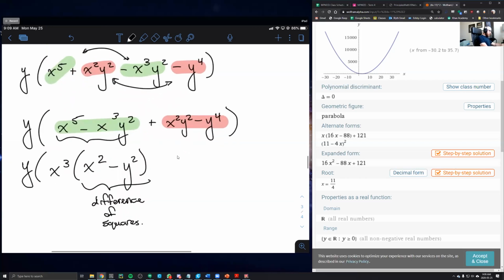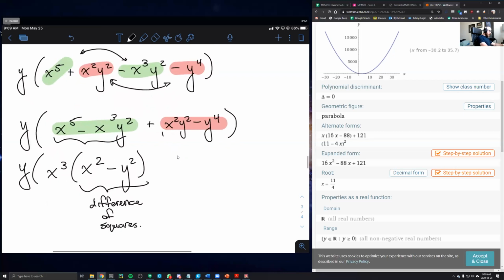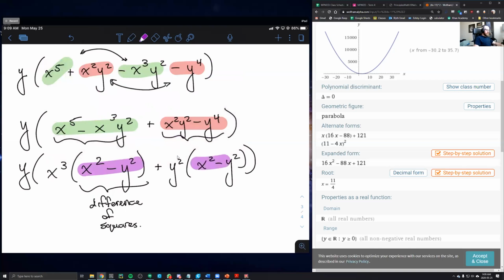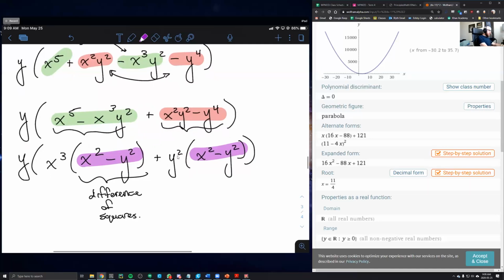Okay, so there's the grouping of the first two terms. Now let's group together the second two terms. Here I notice that both of them have a y squared. So let's factor out a y squared. I'll be left with x squared minus y squared. Okay. Now I have something kind of cool here, right? I have an x squared minus y squared and an x squared minus y squared that's common to both of these terms, okay? And it just so happens that both of these are a difference of squares.